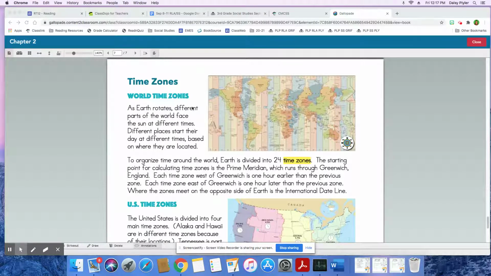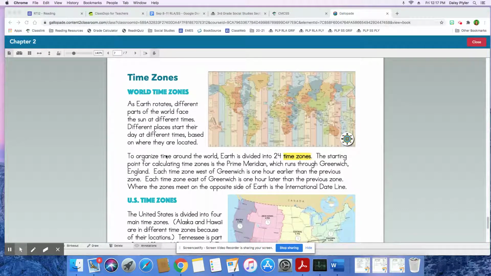As Earth rotates, different parts of the world face the sun at different times. This is something that you may have learned in science before. Different places start their day at different times based on where they are located. To organize time around the world, Earth is divided into 24 time zones. So that's what a time zone is.